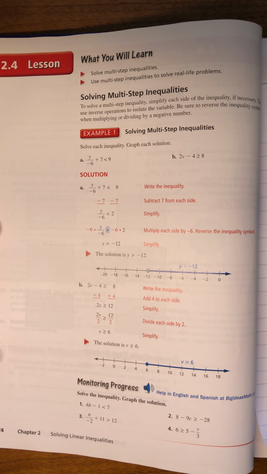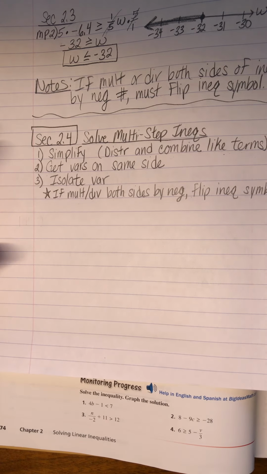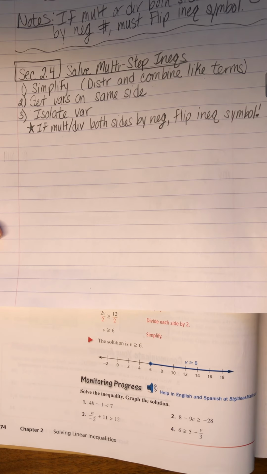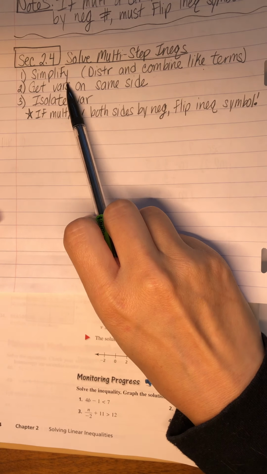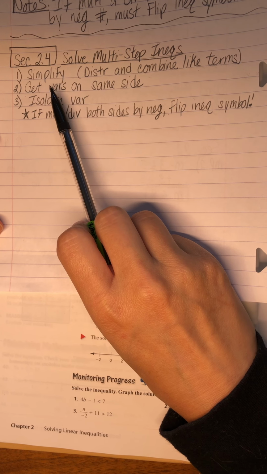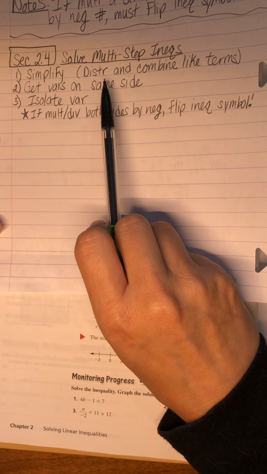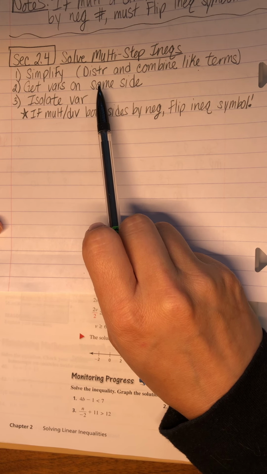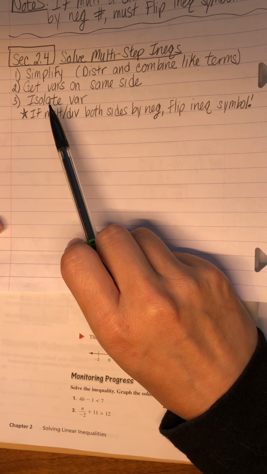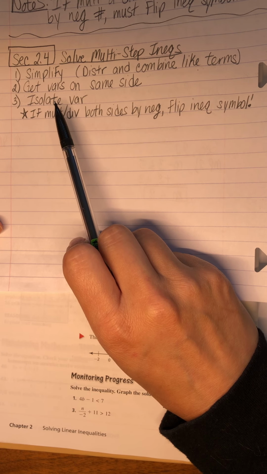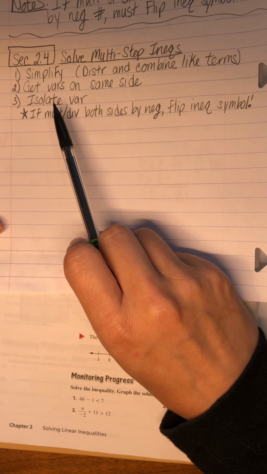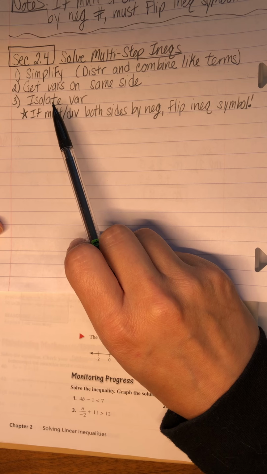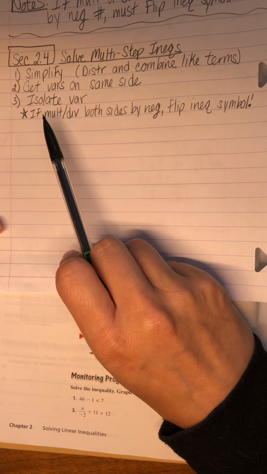So before we jump in, I just want to remind you of how we go about solving multi-step inequalities here. Our first step is always to simplify each side of the equation. Remember, we're going to distribute and then combine any like terms that we can, getting our equation as simplified as possible before we start to solve. Our second step is if there are variables on both sides of the equation, we need to get the variables on the same side. You don't necessarily have to do this, but I find that it's easier to get the variables together first and then start worrying about isolating the variable. So that's our next step.